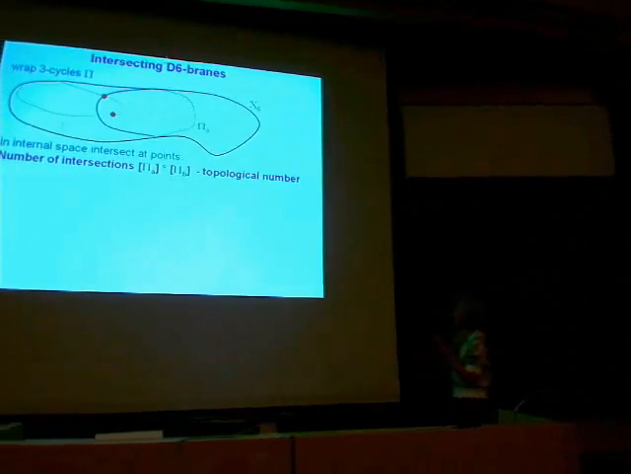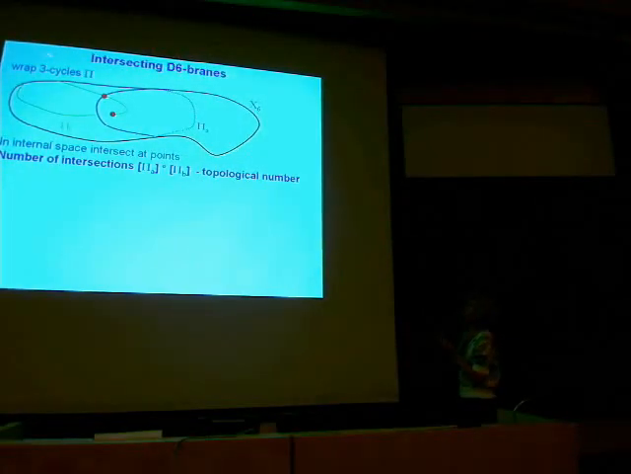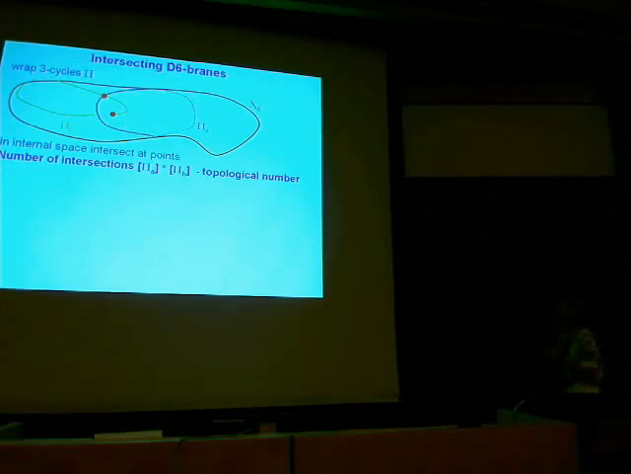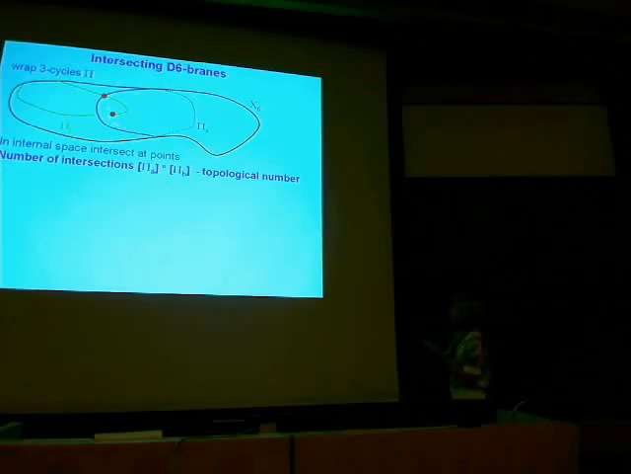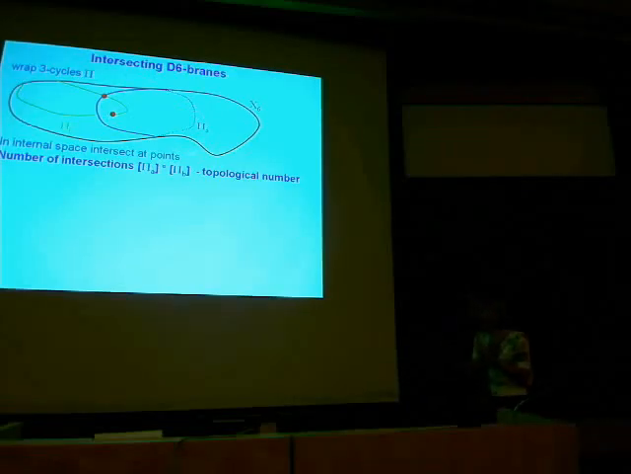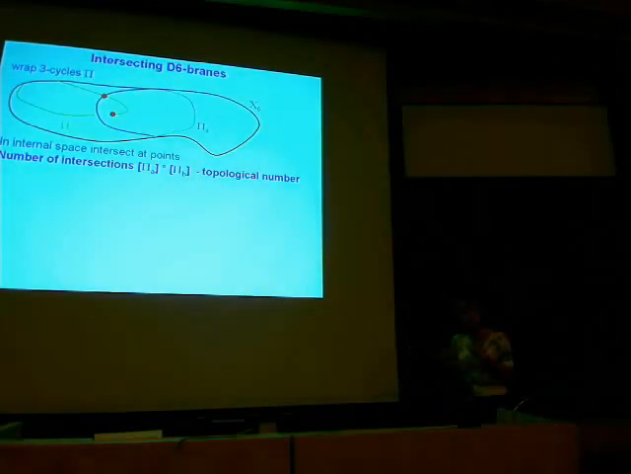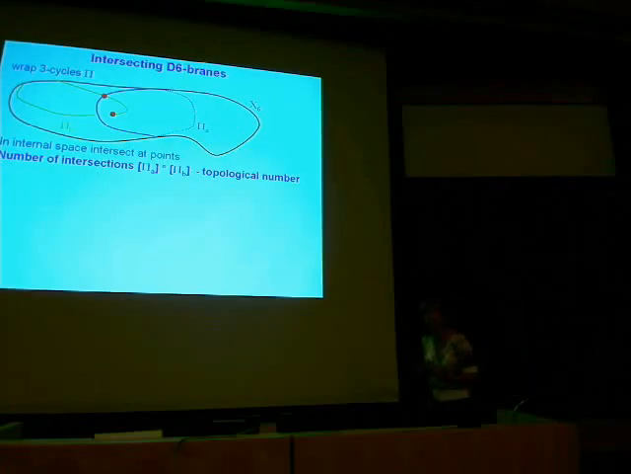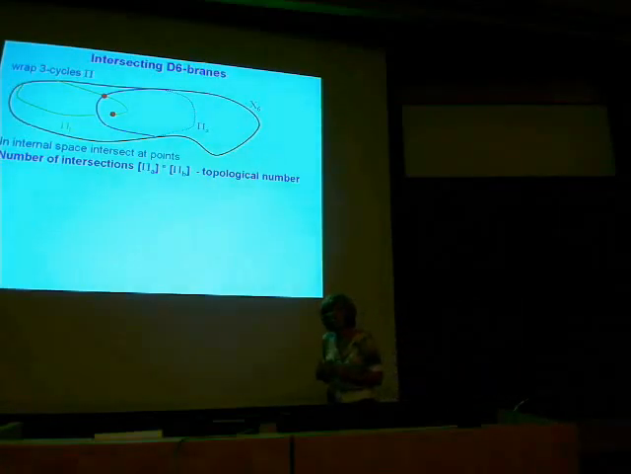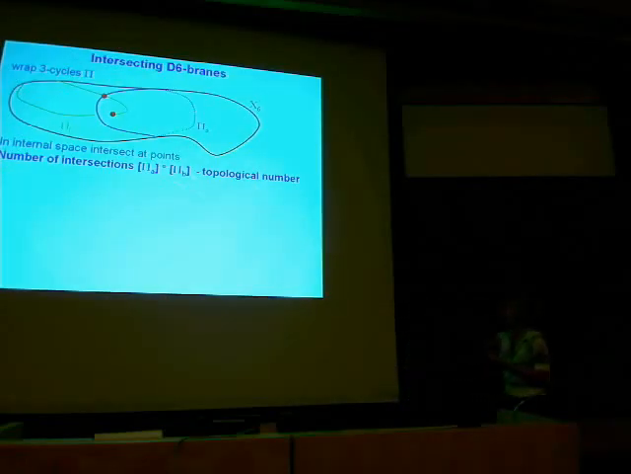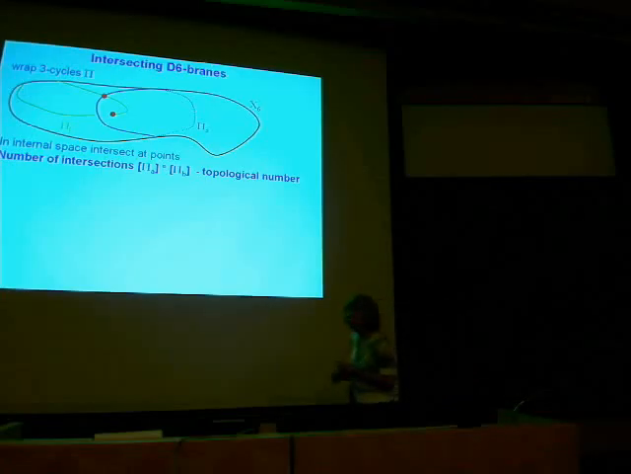So these six branes, giving the 3 plus 1 dimensions of our world, have an extra 3 worldvolume dimensions wrapping 3-cycles in internal space. So we take one set of branes that wrap one particular 3-cycle, and another set of branes that wrap another type of 3-cycle. Two 3-cycles in 6-dimensional space generically intersect at points, and the number of such intersections is just a product of the corresponding homology cycles, which is a topological number.